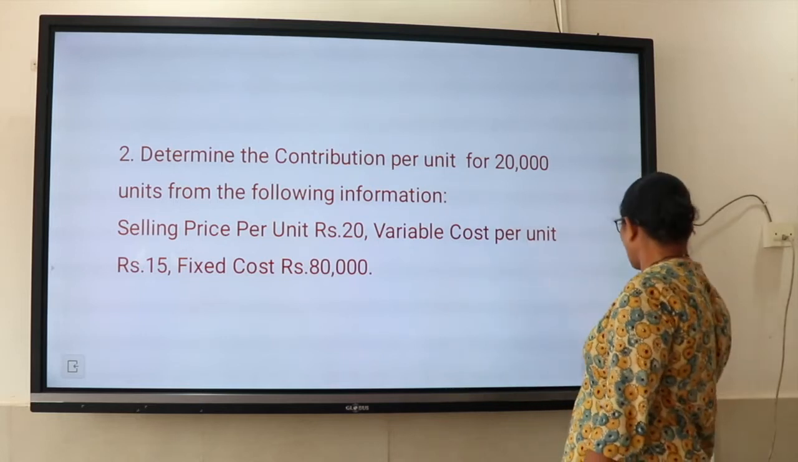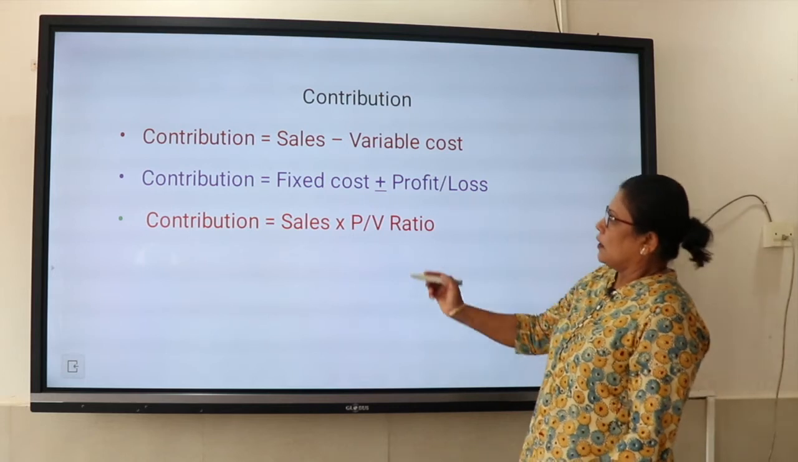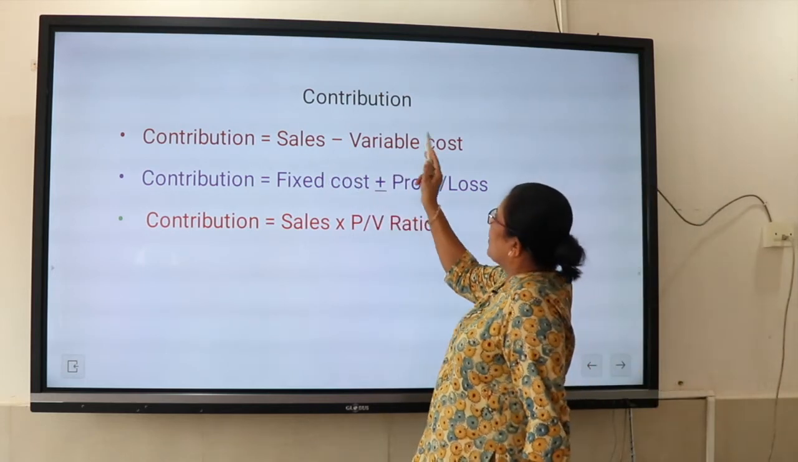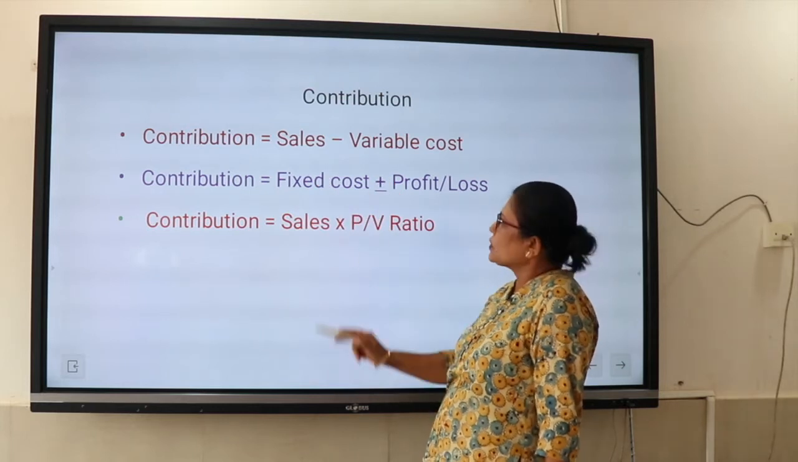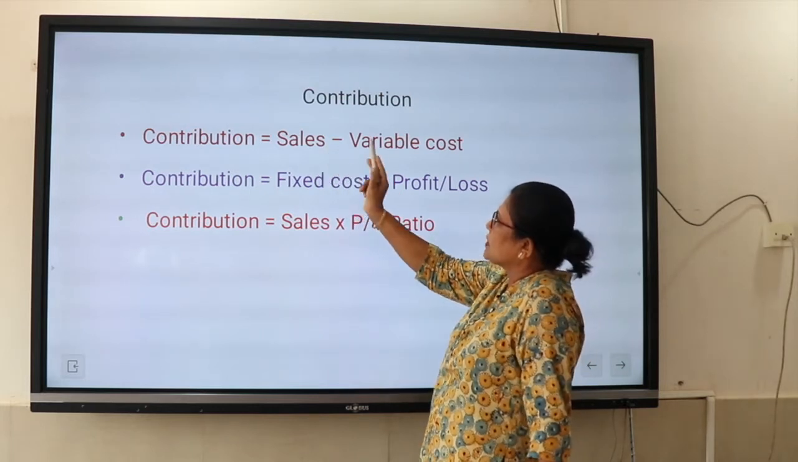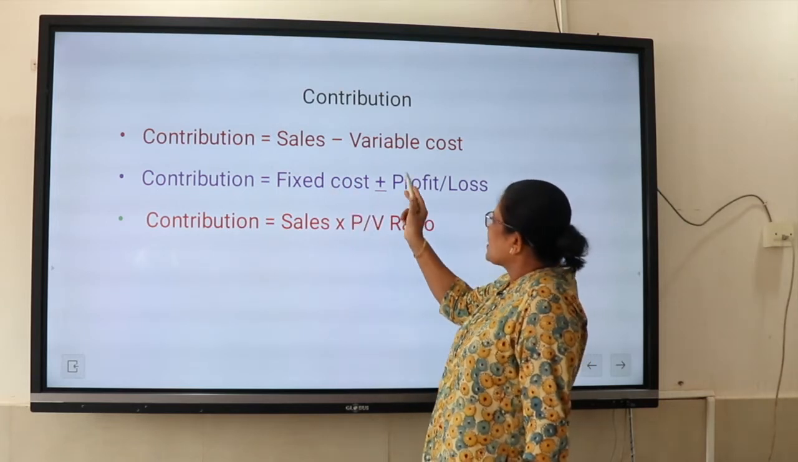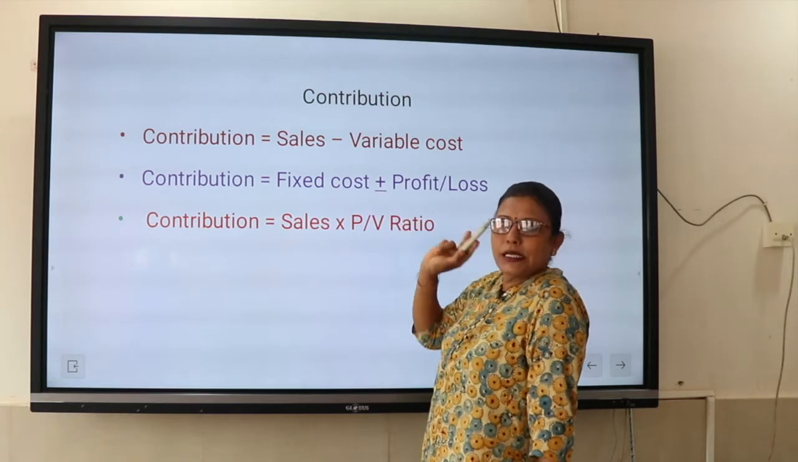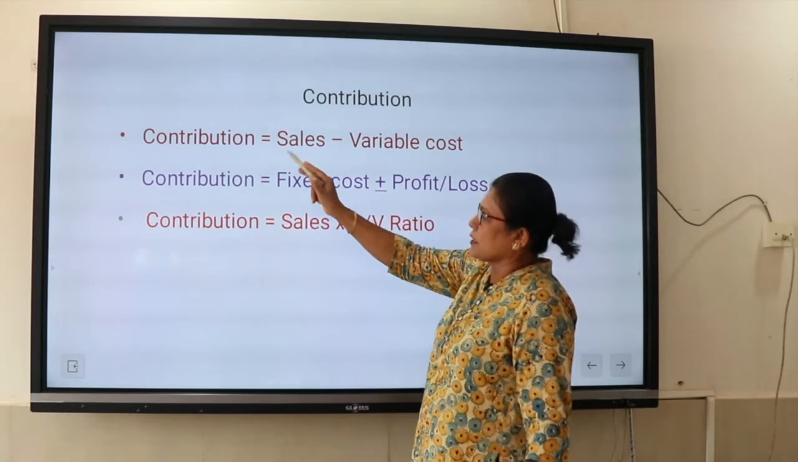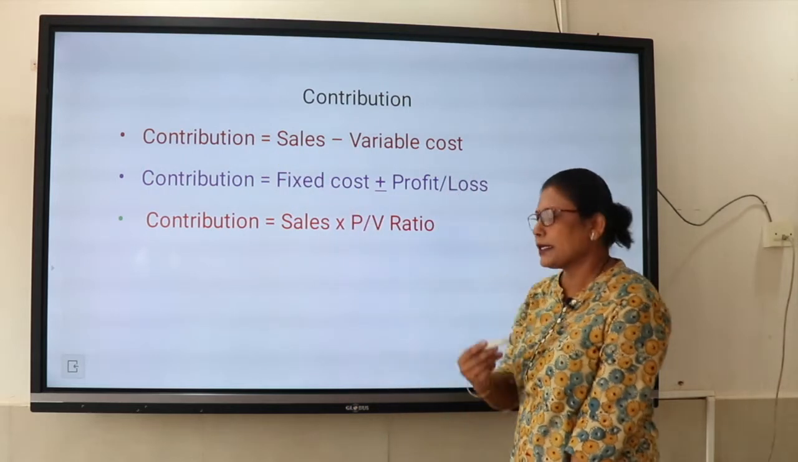Okay, let us go back and look at the formulas. So which formula can I use? I have been given sales and I have been given variable cost. So I can determine a contribution, correct? So I can use contribution is equal to sales minus variable cost. I cannot use the other one because I don't know the profit element, correct? So I don't know the PV ratio. So what is the easiest way? I use this, that is contribution is equal to sales minus variable cost. Okay, let us solve it.